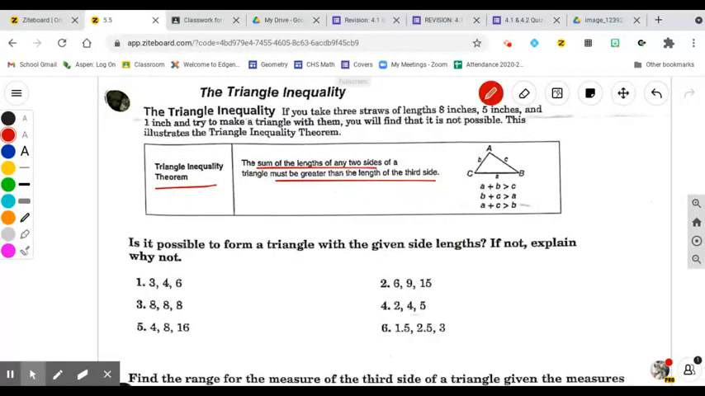So sometimes you're asked a question like these first examples where it says, is it possible to form a triangle with the given side lengths? If not, explain why not. So if you're given three side lengths and asked to determine if they could make a triangle, the easiest way to do it is to just take the two smallest numbers, add them together, and see if it's greater than the third side. Technically, you're supposed to do all three sides, but if the sum of the two smallest ones is greater than the third, then the other ones would be too. So this is how you would show your work. Let me show you.